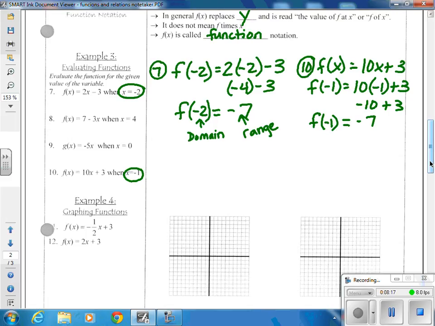Okay, so use the space on the right to do all of your work, but then come over here to the left, and under each problem that you do, actually put the answer. So for number 7, we'll write f of negative 2 equals negative 7. That was the answer that we found. And for number 10, we had f of negative 1 equals negative 7. Okay, so you do numbers 8 and 9, and let's see what you come up with from those.